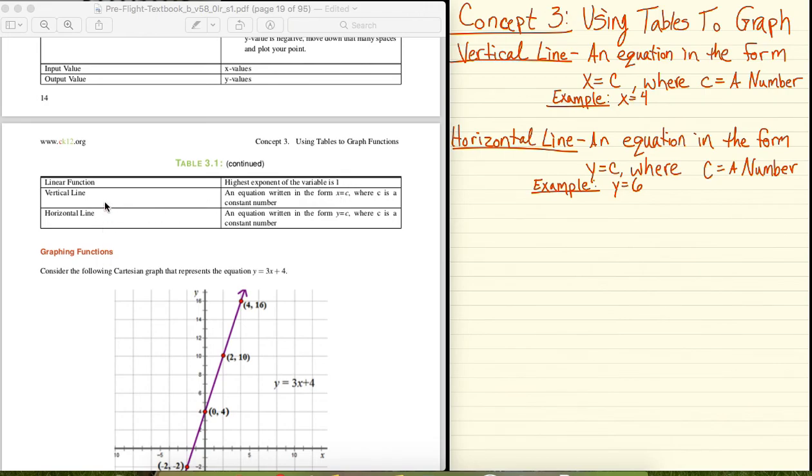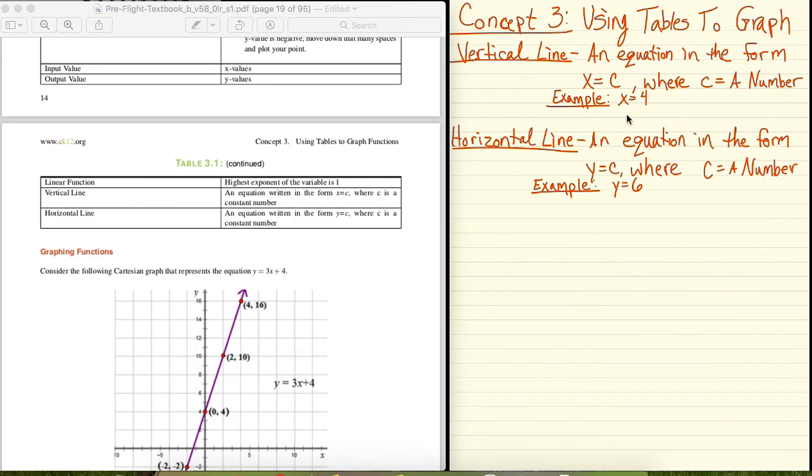The two newest things here are vertical line and horizontal line. So you might want to take a moment to make sure that those are copied down. I have them down here on our notes page. Vertical line is an equation in the form of x equals c, where c equals a number. For example, x equals 4.